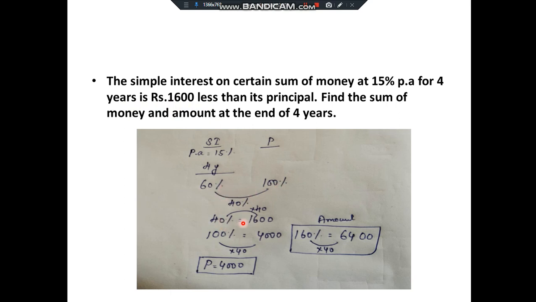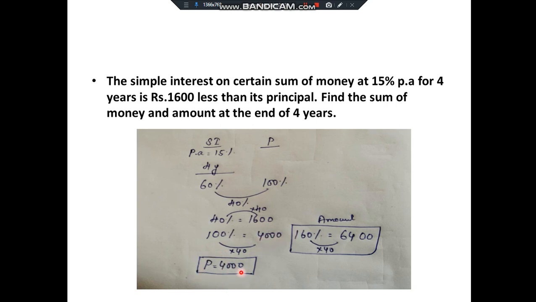So that 40% is equal to 1600. So 100% is equal to how much? Because we'll have to find the principal, right? So we have a direct relation. 40% is 40 into 40, which is 1600. So 100 into 40 we get as 4000. Okay, so that is our principal.